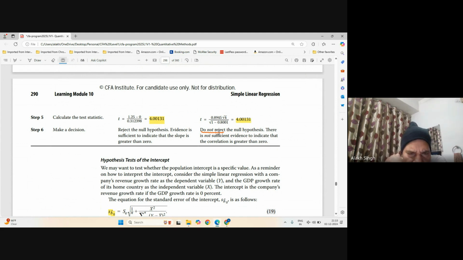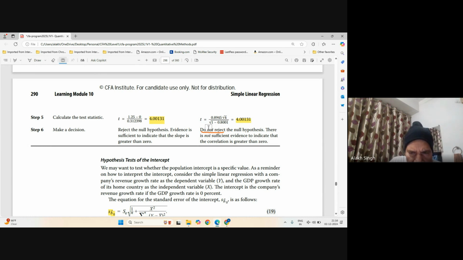Again, there is a mistake here in the book, because it tells reject the null hypothesis, so evidence is sufficient to indicate that the slope is greater than 0. Here, it says don't reject the null hypothesis, even though t is 4. There is not sufficient evidence to indicate that the correlation is greater than 0. Come on, the book has made a mistake. It should be reject. It should not be don't reject. So that's why I highlighted it here. It should be reject. Same decision.